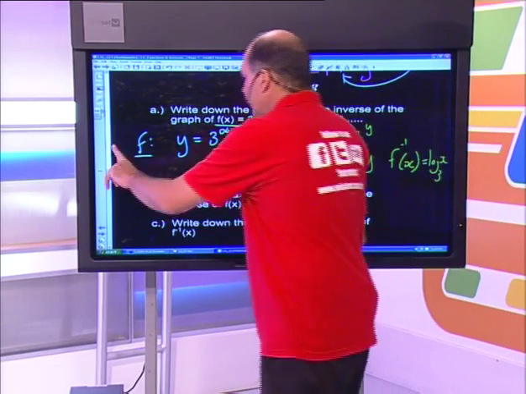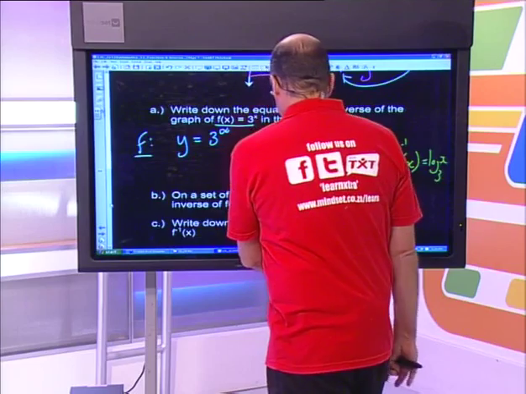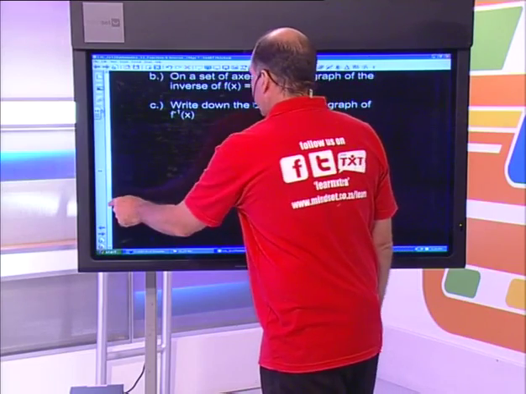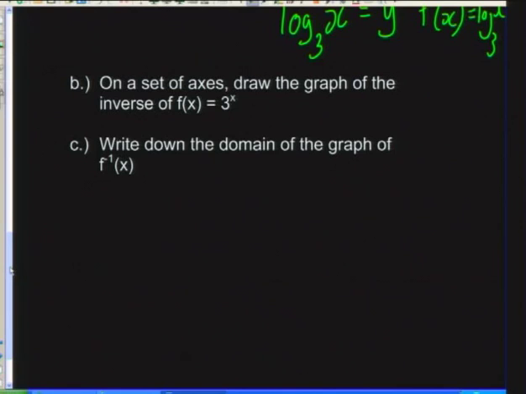Shall we continue? Yes. So, second part. It says, on a set of axes, draw, and this is the important bit, and hopefully this will help us, draw the graph of the inverse of f of x equals 3^x. And then write down the domain of the graph of f primed x. Okay, so the inverse function.